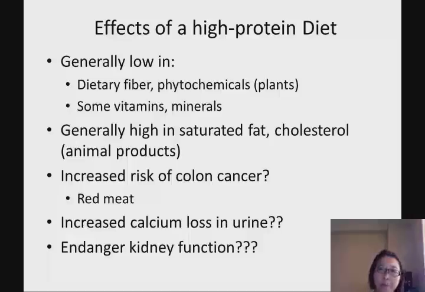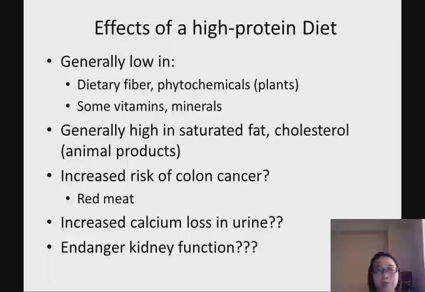Generally, when people consume high protein diets, they usually have a lower consumption of dietary fiber and phytochemicals, because high protein diets are actually coming from the meat that we consume. Of course, meat doesn't have a high amount of dietary fiber and phytochemicals, or those vitamins and minerals. So those people are going to have a lower consumption of those dietary fibers, phytochemicals, vitamins and minerals.